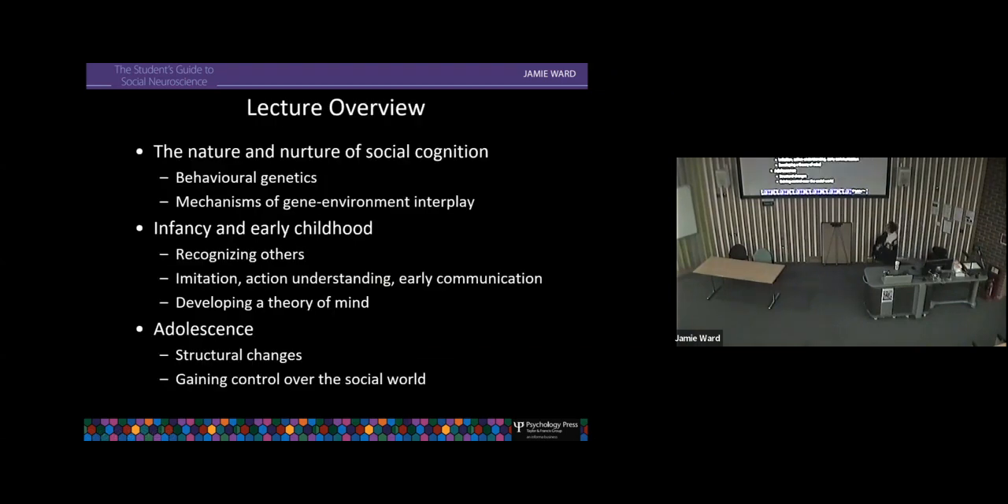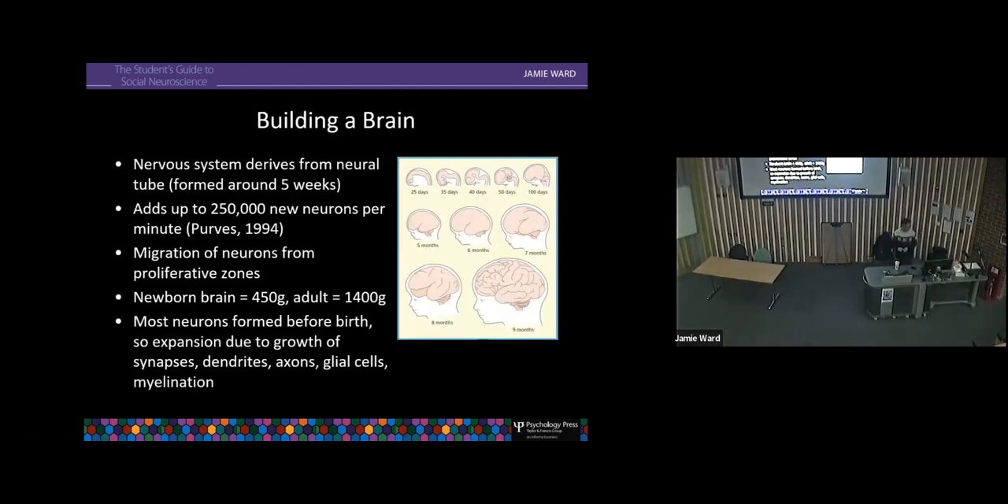So we've kind of got three parts. First of all, I'll talk about the nature and nurture of social cognition. So here looking at how we can pull apart genetics and environment and what kind of mechanisms are at play here. And then we'll go through linearly from infancy through to adolescence, how the social brain develops. So again, covering a lot of the issues we've already covered, but thinking about it in terms of a developmental twist.